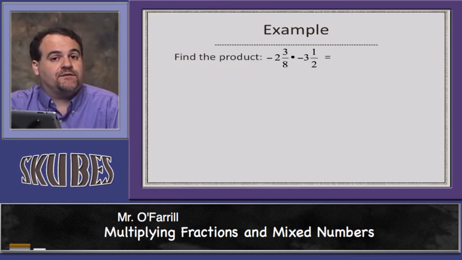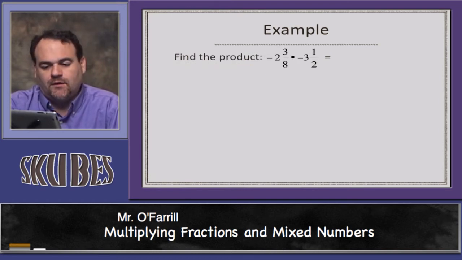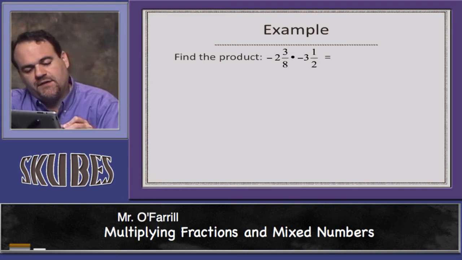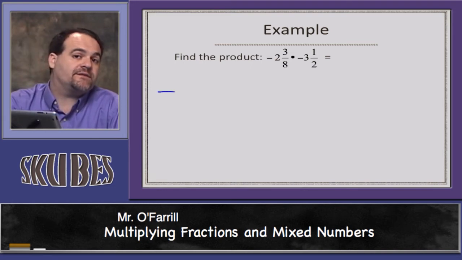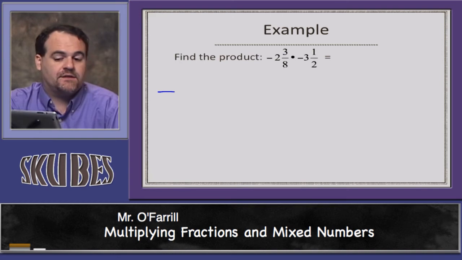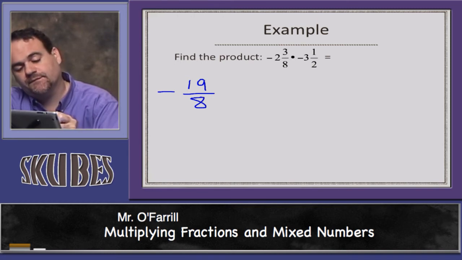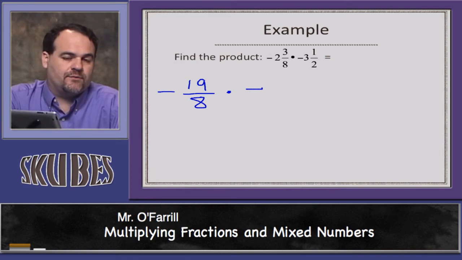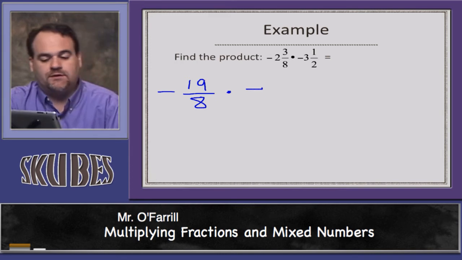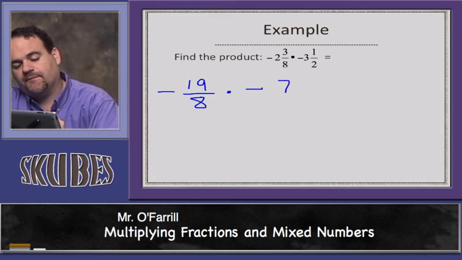Wow, 2 mixed fractions. Let's get rid of those. The number's negative. 2 times 8 is 16. 16 plus 3 is 19 over 8. Times, and we have another negative number here. 3 times 2 is 6, plus 1 is 7.